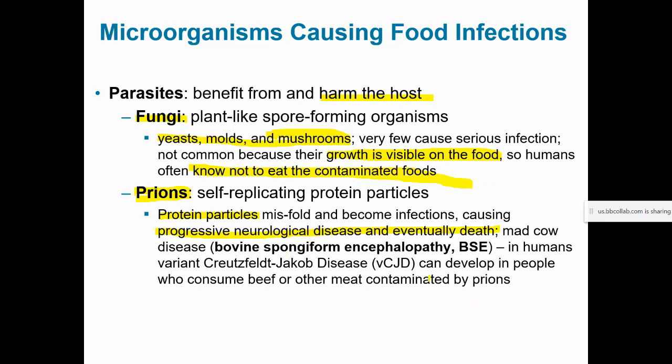Perhaps the most common one we know is bovine spongiform encephalopathy, or BSE. This affects cows. It's more commonly called mad cow disease. If a human eats a cow that is affected with bovine spongiform encephalopathy, then the human will develop this progressive neurological disease. In humans, we call it Creutzfeldt-Jakob disease. So it's sort of the variant that exists in humans.